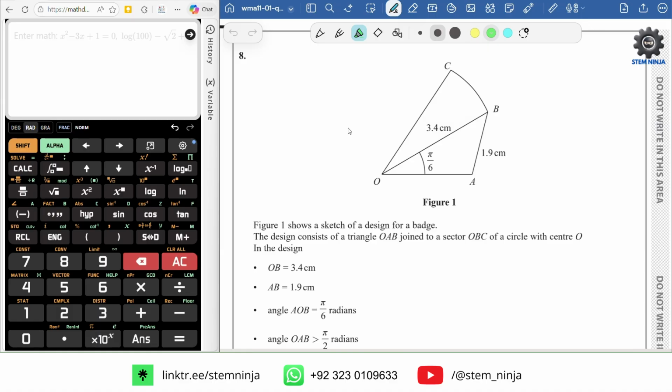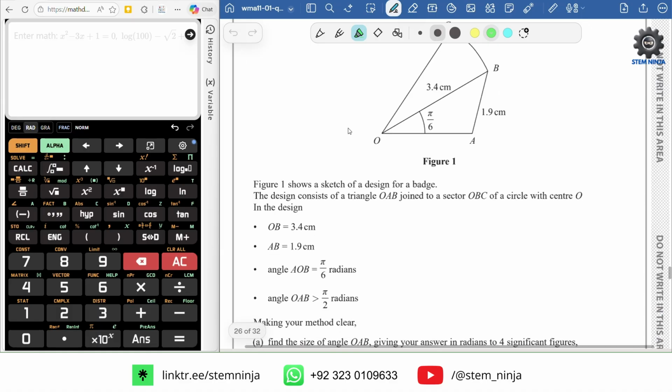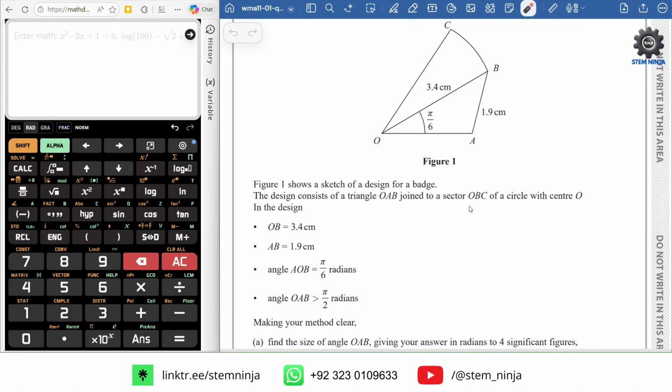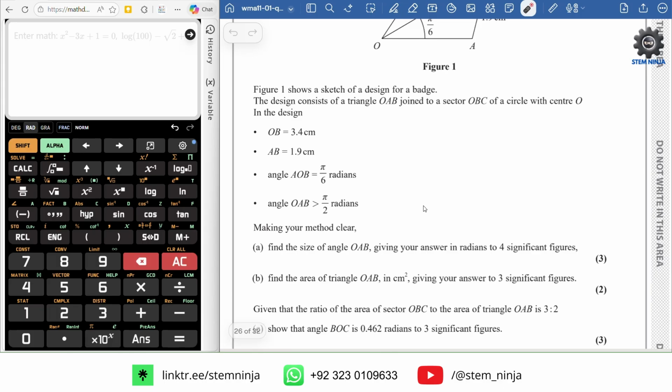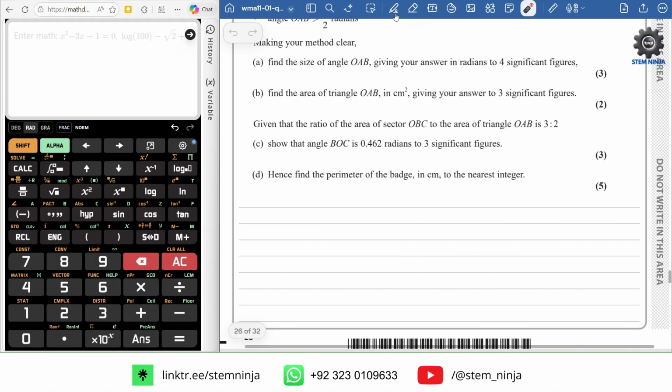Figure 1 shows a sketch of a design for a badge. The design consists of a triangle OAB joined to a sector OBC of a circle with center O. So this is the sector, this is the triangle. OB is 3.4, AB is 1.9, angle AOB is pi by 6, and angle OAB is greater than pi by 2. Making your method clear, find the size of the angle OAB, giving your answer in radians to 4 significant figures.